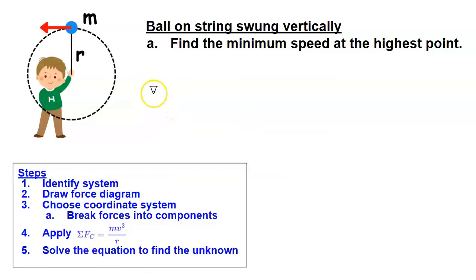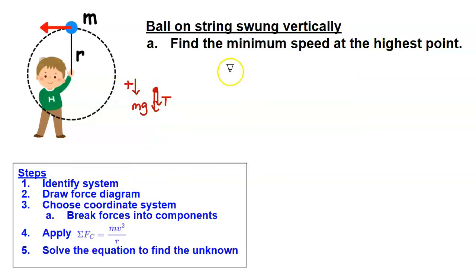To do that, we're going to first identify our system, which is this ball right here, and then we're going to draw the force diagram. So we know that there is gravitational force, mg, and then from the string, there is a tension force also downward. We're going to then select our coordinate system. Typically for circular motion, the direction towards the center will be our positive direction. So in this case, it's going to be down.